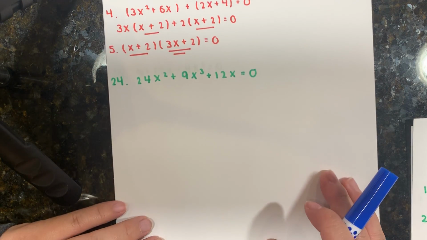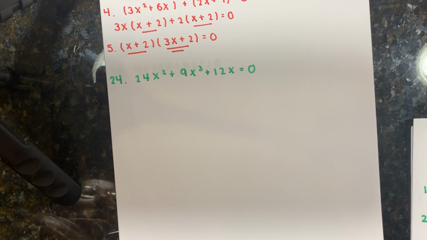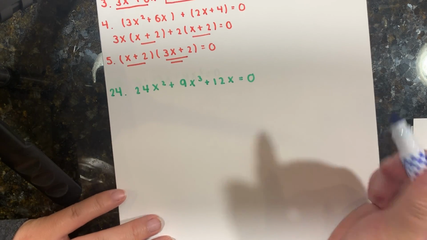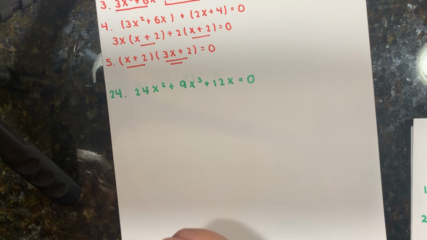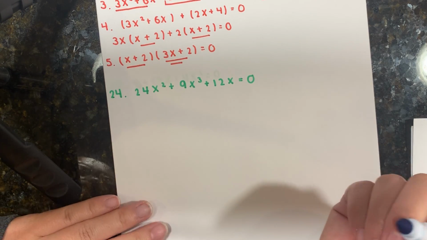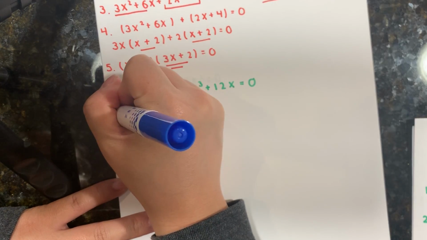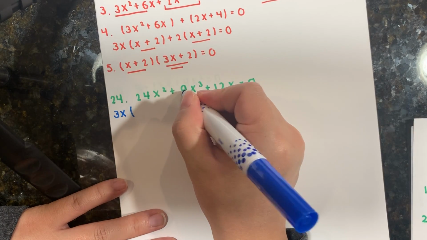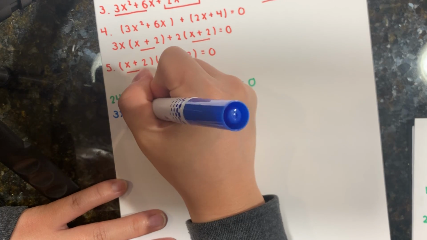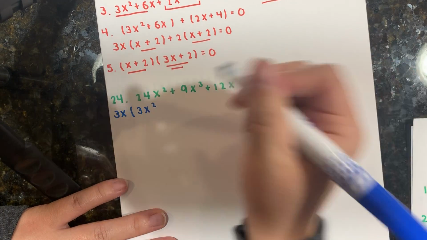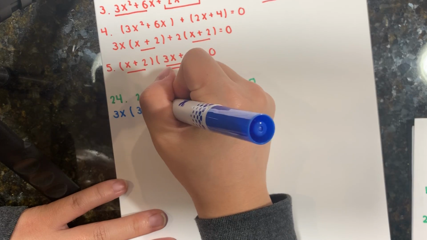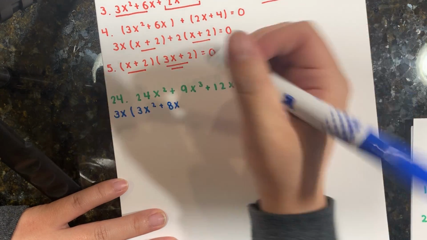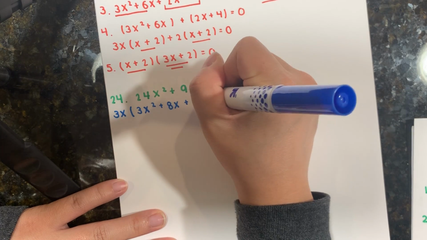Now looking at number 24, same thing as the last problem. I'm going to look to see what I can divide all three of these terms by first. You notice that there's an x in every single term. Also, all three of those terms are divisible by 3. So I'm going to factor out a 3x and then write this in descending order. If I divide this 9 by 3, I get 3x squared. If I divide this by 3 and an x, I would get 8x. And if I divide this by 3 and an x, I would get plus 4.